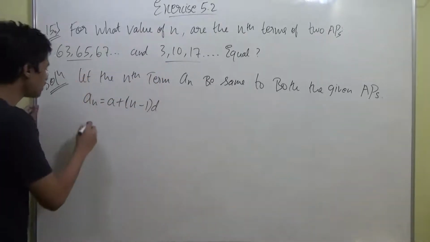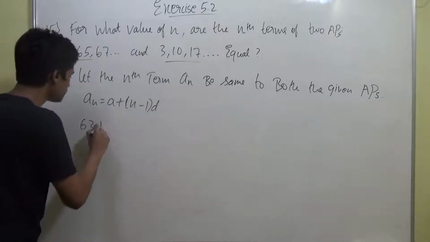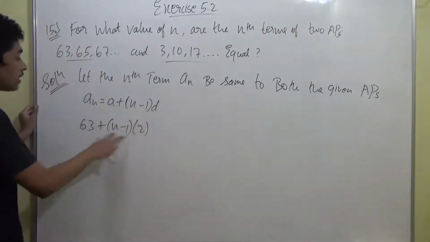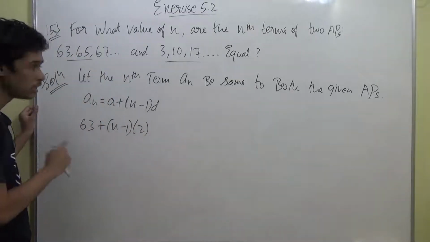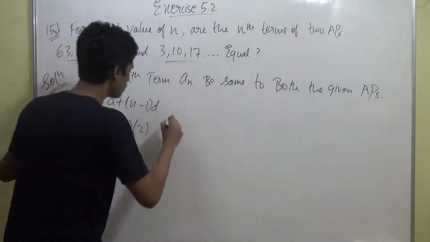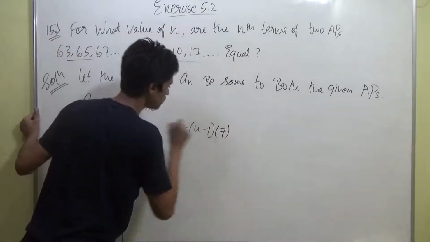So a_n of this AP is 63 plus (n minus 1) into d, because a is 63 and d is 2. Now let's write a_n for the second AP. That will become 3 plus (n minus 1) into 7, because the difference is 7.